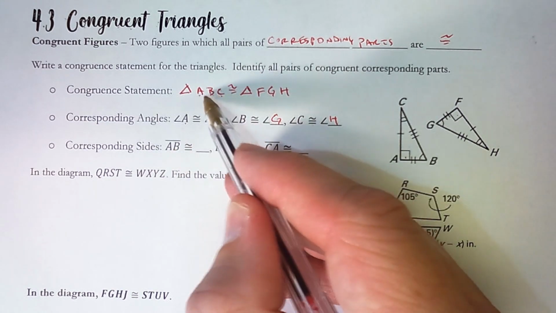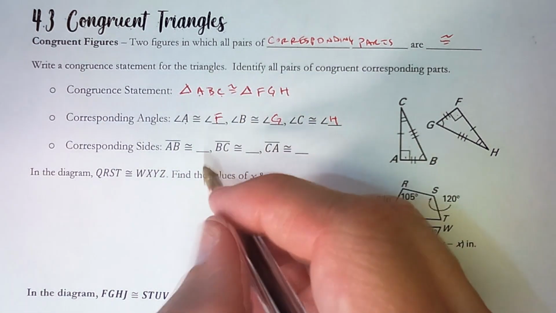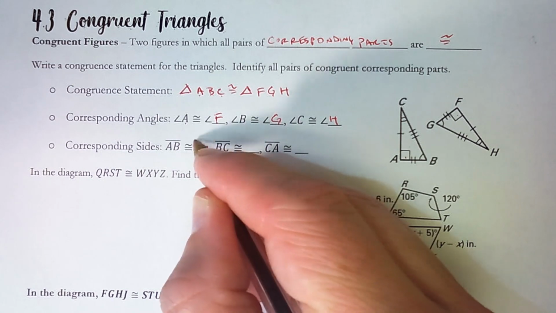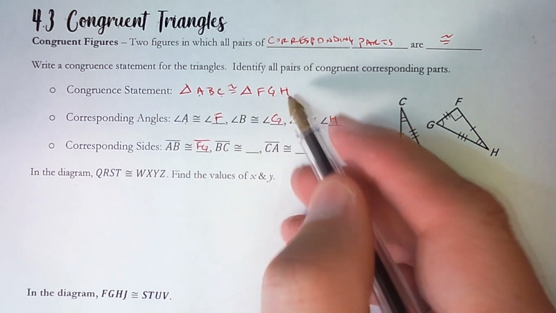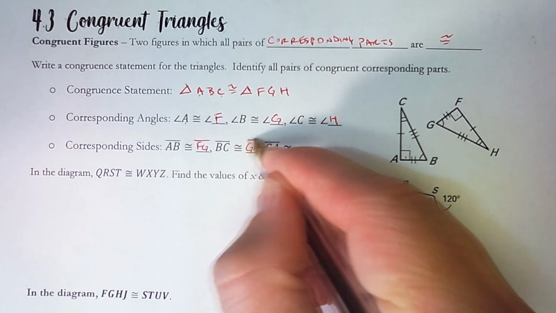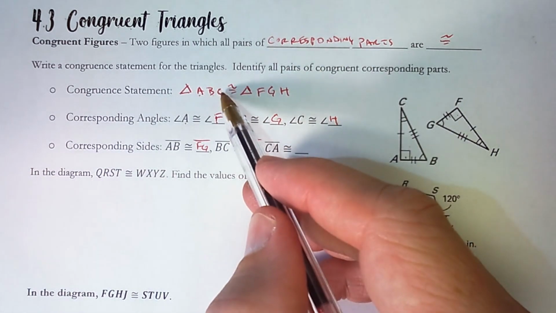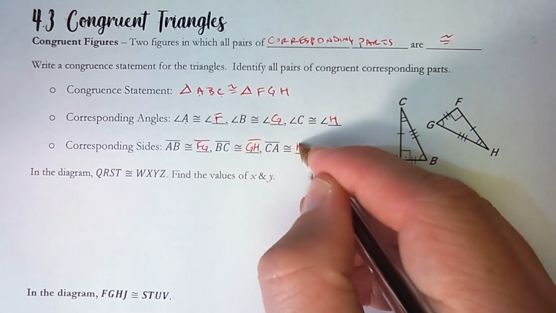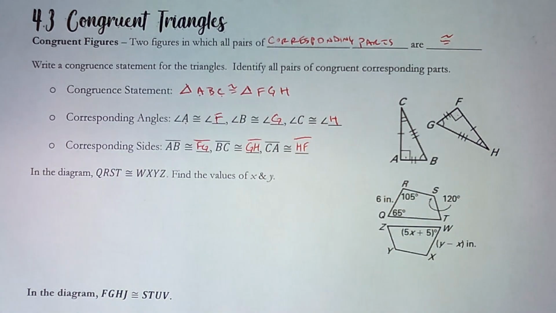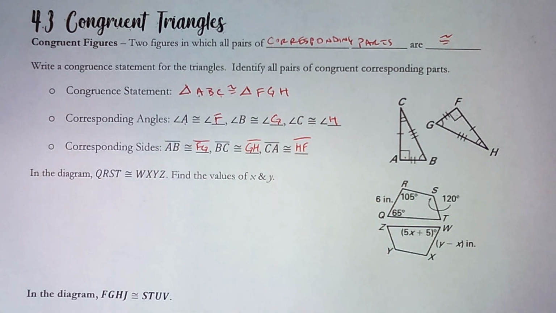AB, those are my first two letters, is congruent to segment FG. My second set of letters, BC, would go with segment GH. And then CA, that's the last and the first, so HF. Okay, so those are my congruent sides.